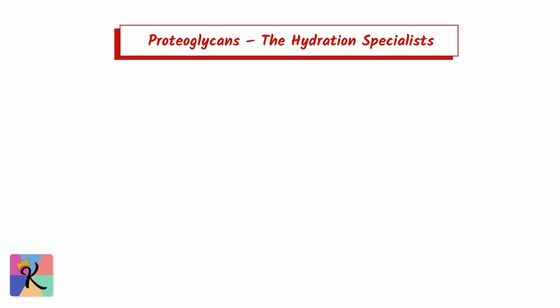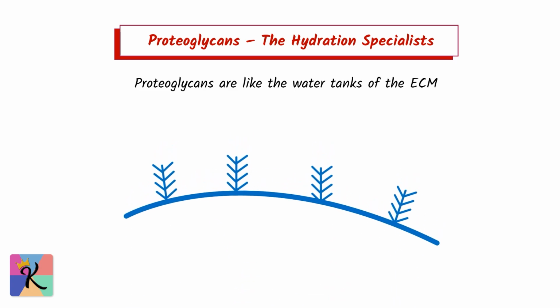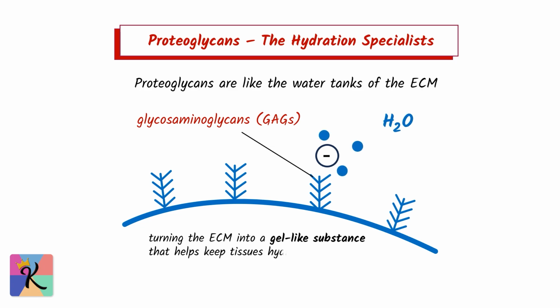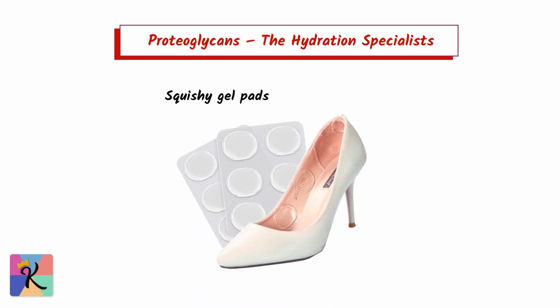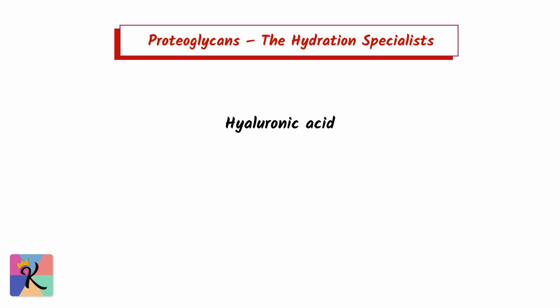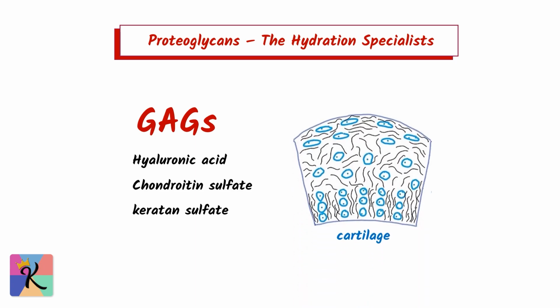Last but not least, we have proteoglycans, which are like the water tanks of the ECM. They're made up of a protein core with long sugar chains called glycosaminoglycans, or GAGs, sticking out like bristles on a brush. These GAGs carry a negative charge, which attracts water molecules, turning the ECM into a gel-like substance that helps keep tissues hydrated and cushioned. Think of proteoglycans as the squishy gel pads you might put in your shoes for extra comfort, except they're providing that same kind of cushioning to the cells in your body. Hyaluronic acid, chondroitin sulfate, and keratan sulfate are some examples of GAGs. They're abundant in cartilage, where they help keep joints lubricated and capable of handling impact.